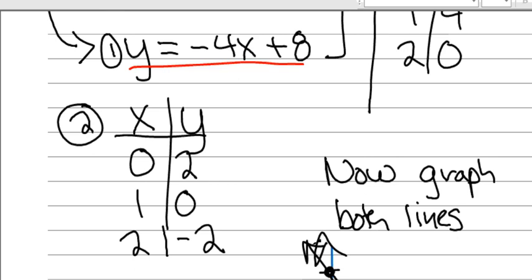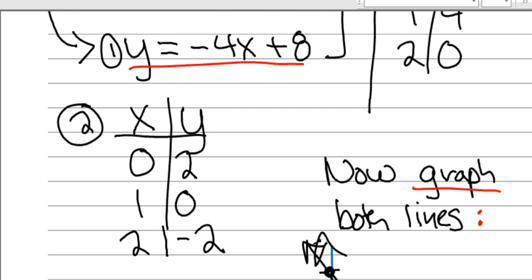For line number 2, y equals negative 2x plus 2, I did the same thing. I put it in my calculator under y1 and y2, and I brought up 0, 2, 1, 0, and 2, negative 2. So I've got my 3 points for each.